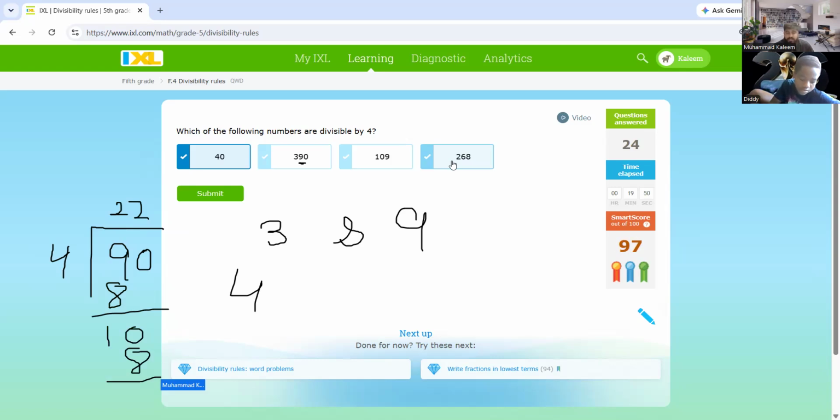See, these last two digits are not divisible by 4. So that's why this number is not divisible by 4. If we have a very big number, instead of doing the long division for that whole number, we just have to check the last two digits.